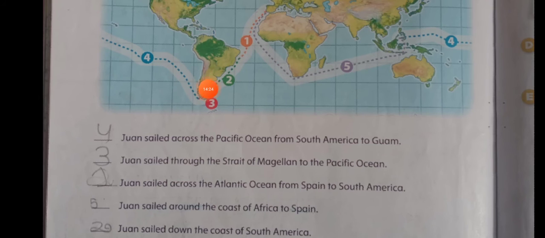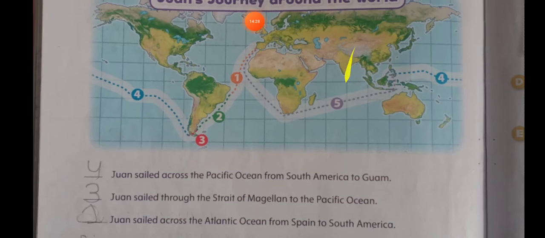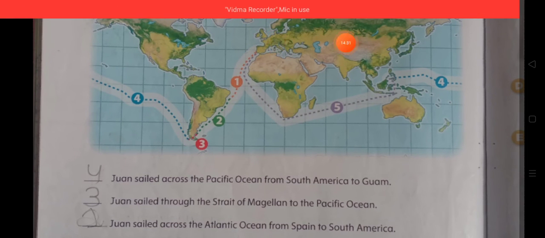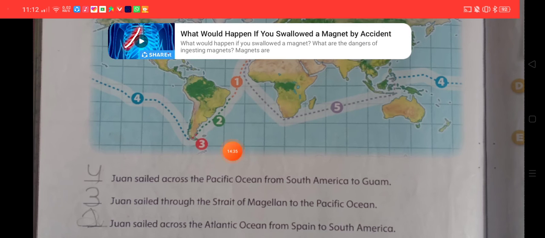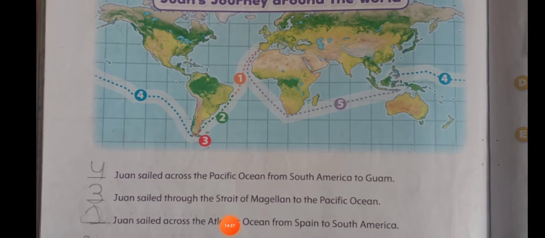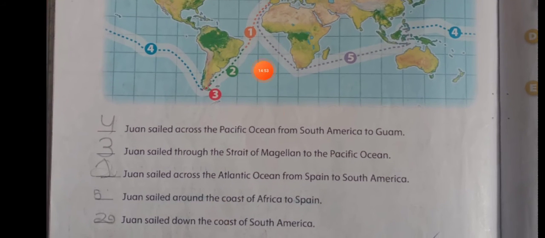Yahan se coast of South America se yahan aaya. This is South America, na? So he came from Spain. This is Europe, everyone. This is Asia. This is the Middle East. This is Africa. This is Australia. This is South America. This is North America. So here in Europe, there was Spain. He moved from Spain and came to where? To South America. South America se wo kahan gaye? They moved from South America to the coast of Africa.